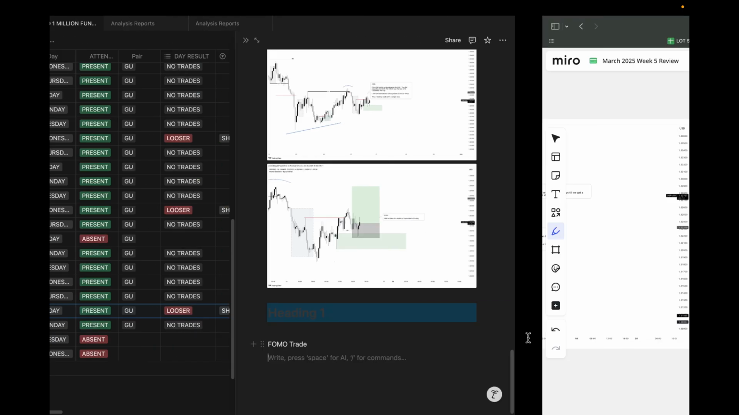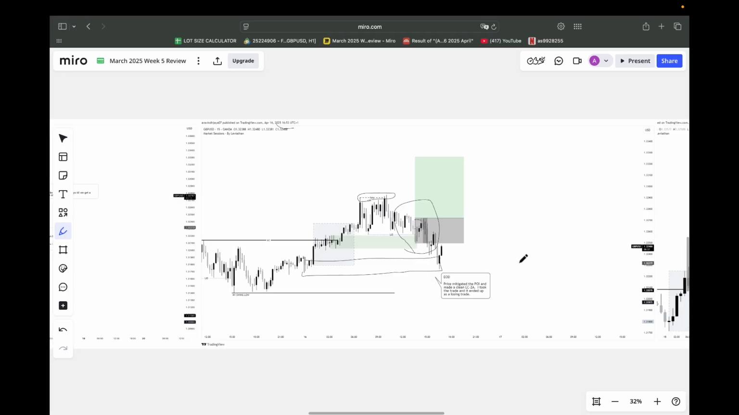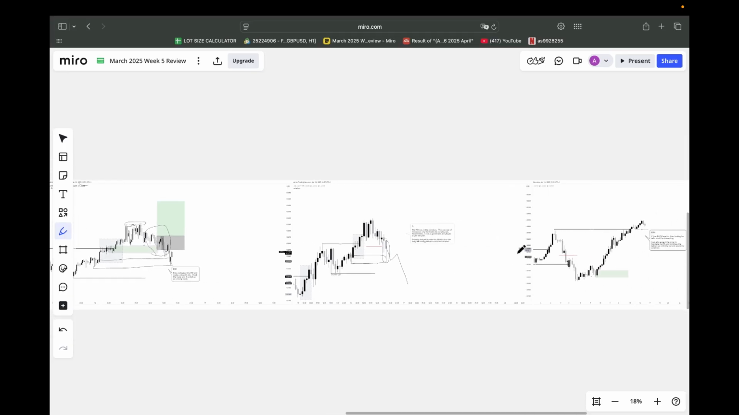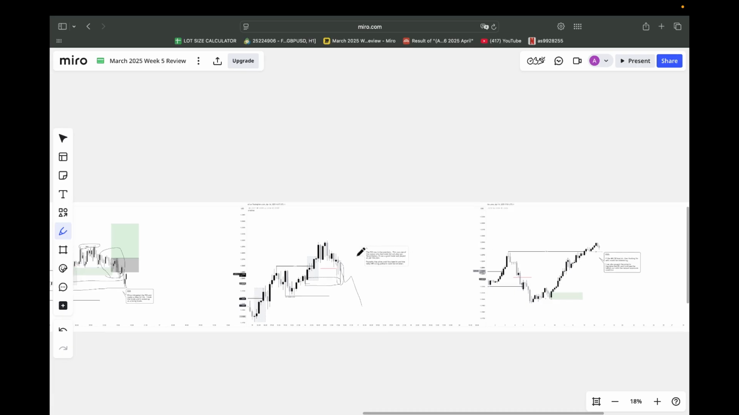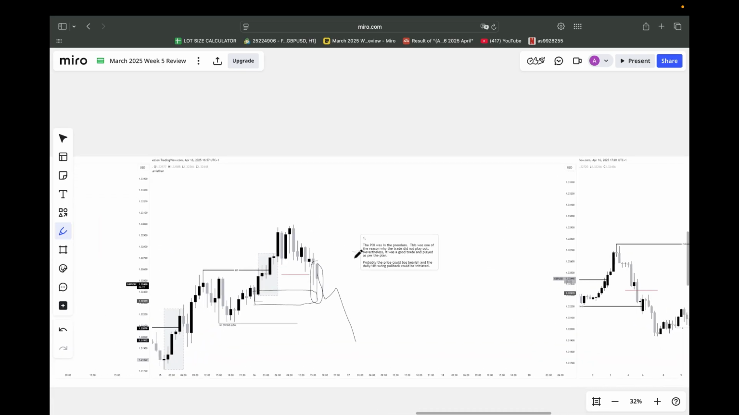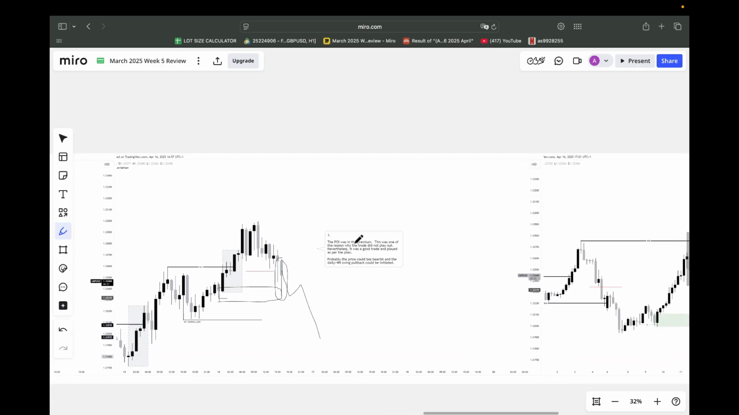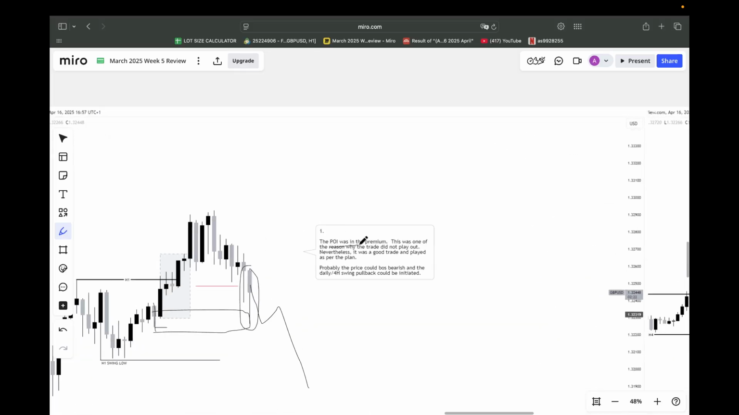Yeah, that's definitely a FOMO trade. Okay, cool. I'll just try to improvise it. Yeah, I knew that the POI was in the premium. This was one of the reasons the trade did not play out. Nevertheless, it was not a good trade actually. Had it played as per the plan, probably the price would have turned bearish and the daily 4 hour swing could be initiated.